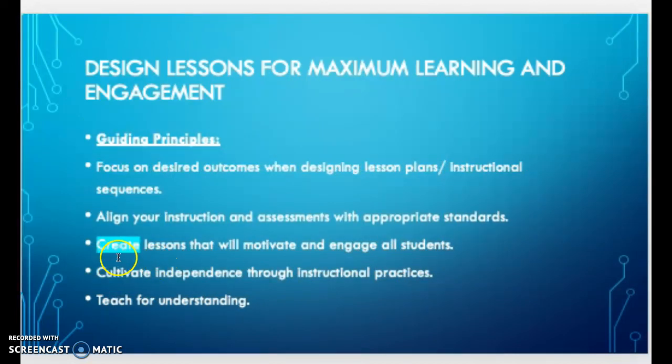And then design lessons for maximum learning and engagement. So create lessons that will motivate and engage all students. That's super important. Getting all your students engaged is obviously a difficult task, but is one that everyone should strive for as a teacher, because it's important that all your students get the opportunity to be involved in their learning process and motivated to learn.